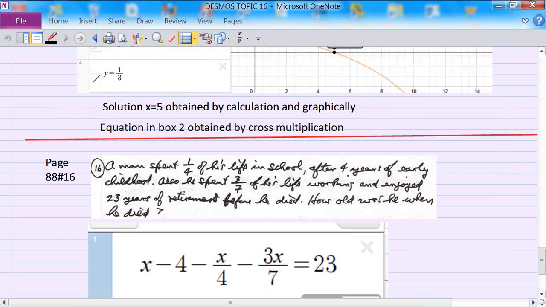So this completes our discussion of topic 16 and how we can use it and apply it, how we can use Desmos to help us solve problems.